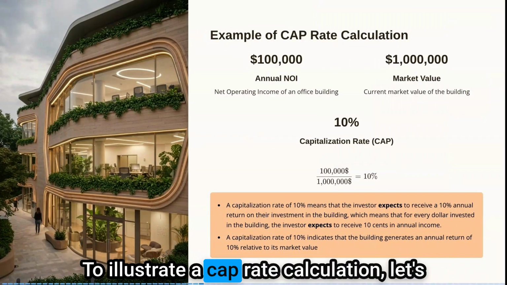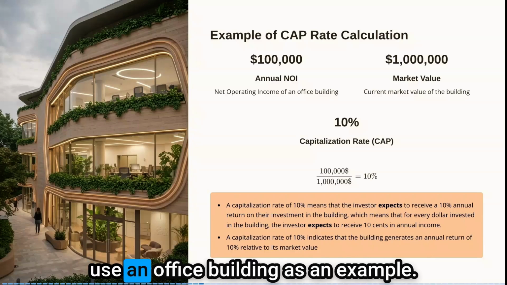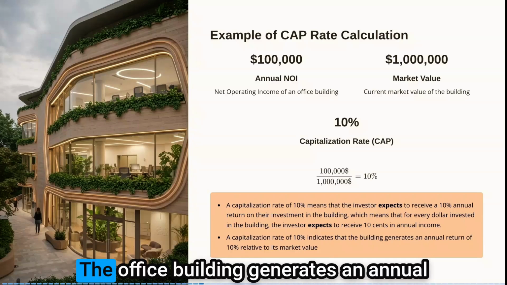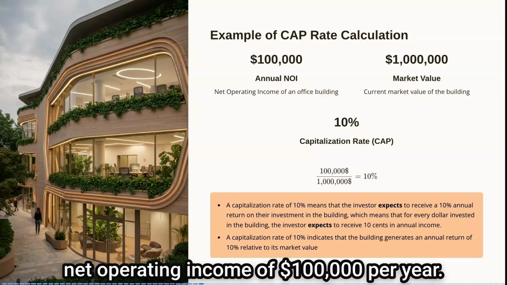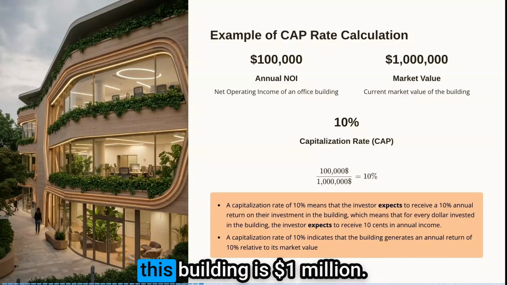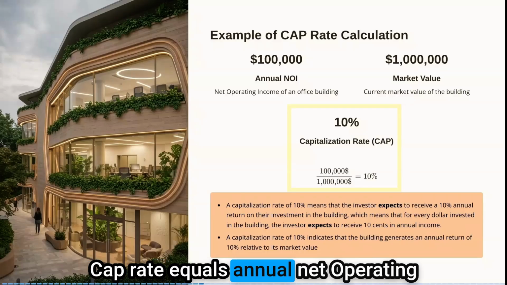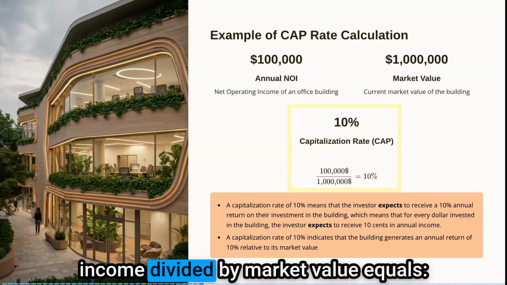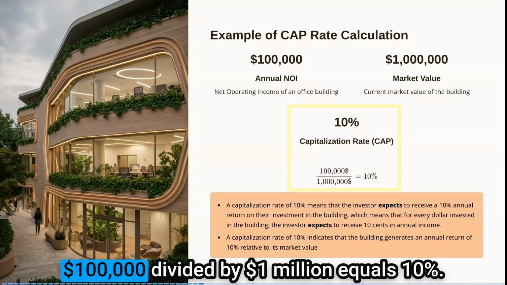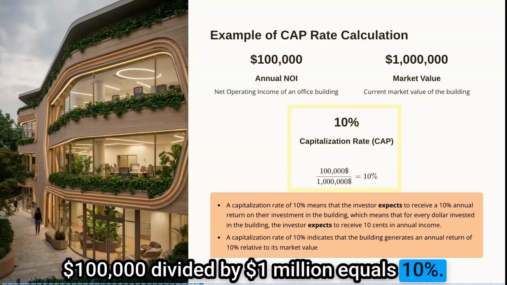To illustrate a cap rate calculation, let's use an office building as an example. The office building generates an annual net operating income of $100,000 per year. The current market value of this building is $1 million. Now let's calculate the cap rate. Cap rate equals annual net operating income divided by market value equals $100,000 divided by $1 million equals 10%.